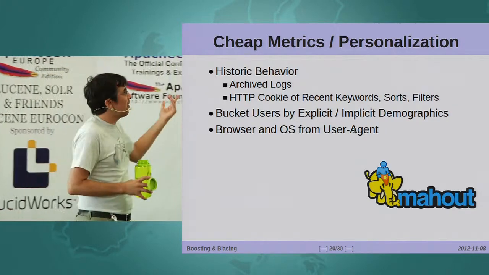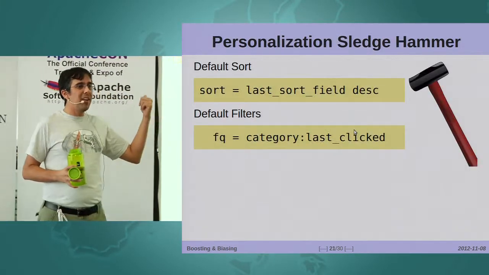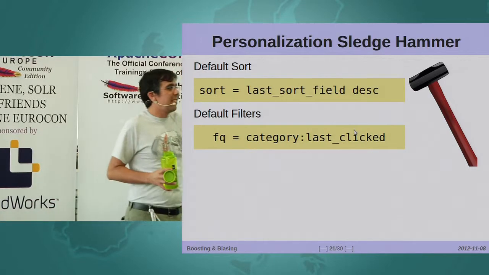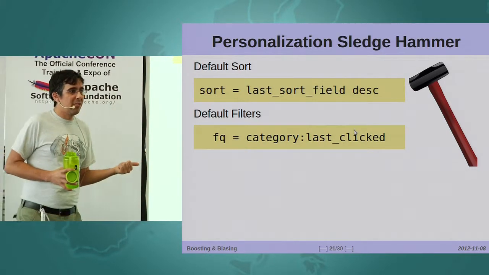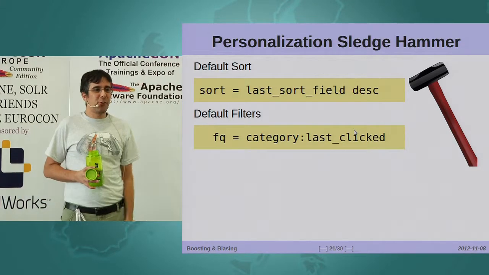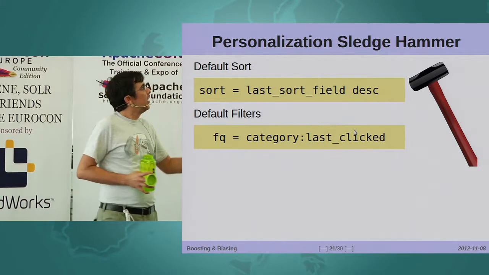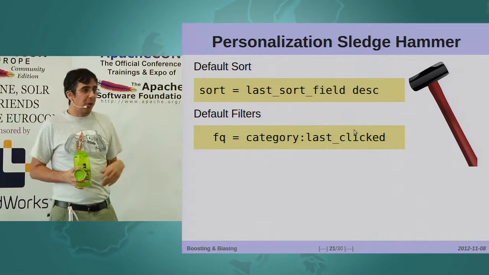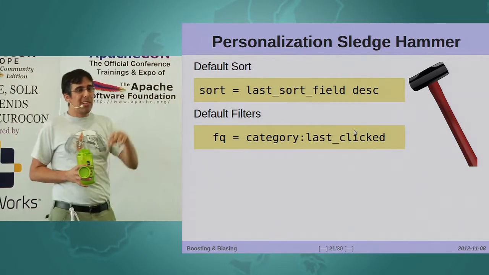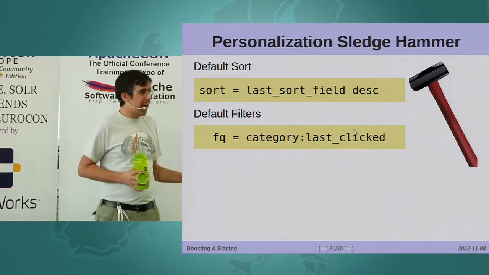All right, so the personalization sledgehammers, similar to the domain knowledge sledgehammers, you can do things like saying, according to a cookie, the last time you did a search, you sorted by price. So this time, you're going to sort by price automatically. Forget the score. Likewise, you can say, 5 minutes ago, you clicked on a category. You drilled down into Apple. So the next time you do a search, I'm going to assume you only want Apple.